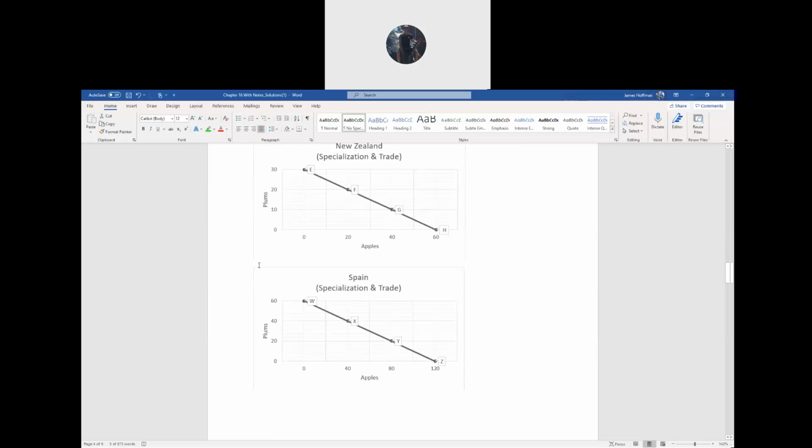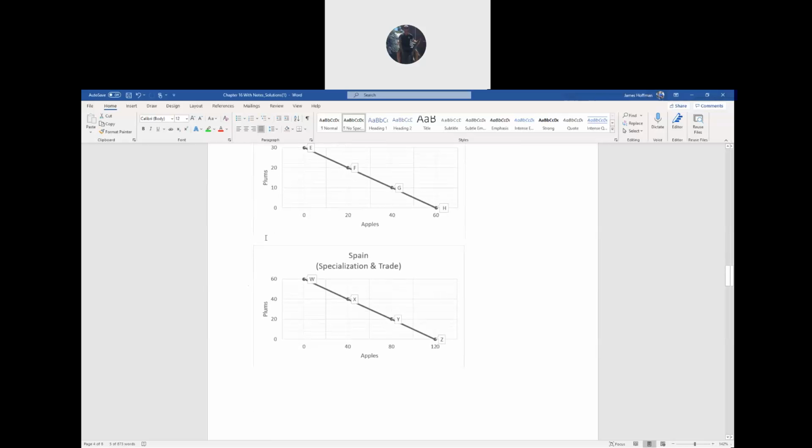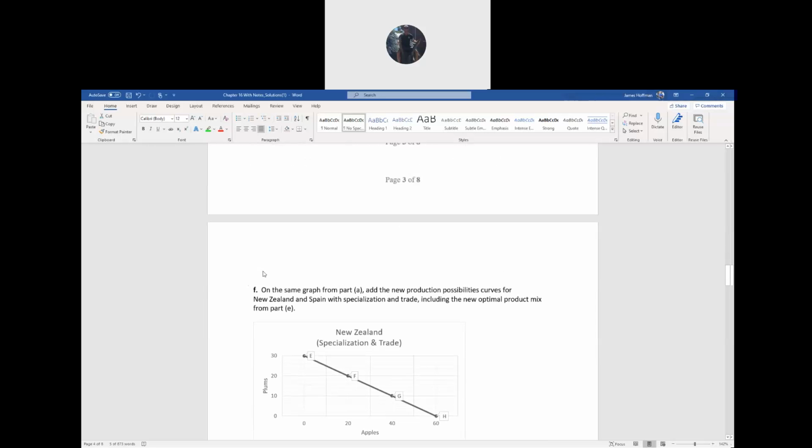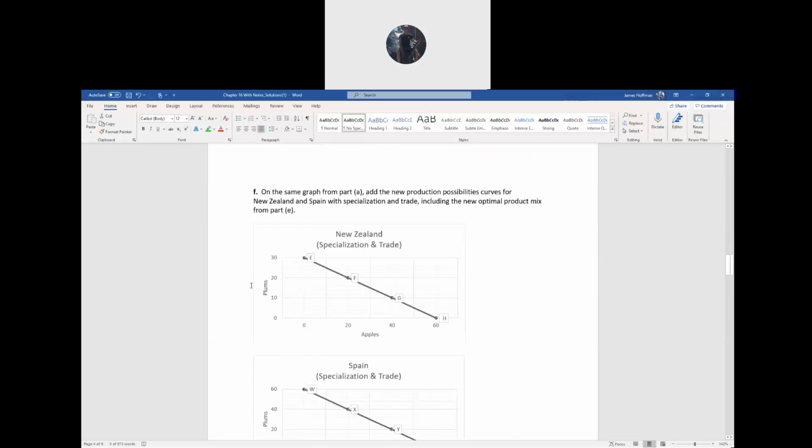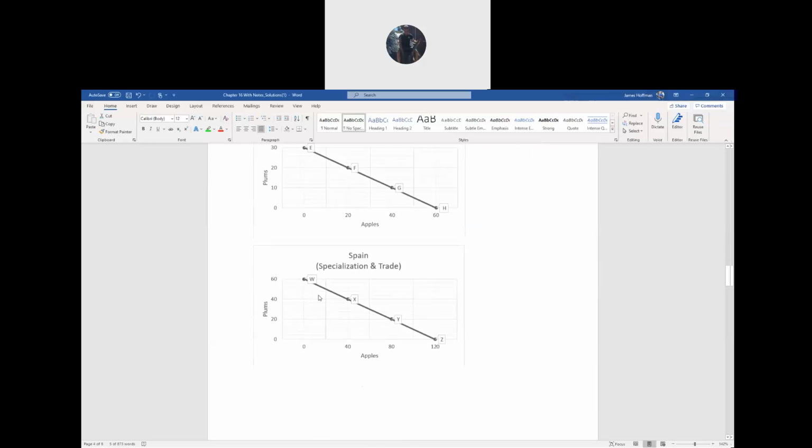And do the same thing for Spain. They're going to specialize in plums, right? Which means the most plums they can produce is 60, which means they produce 0 apples, but they can trade any plum, okay, at the rate of 1 plum for 2 apples, right? So they can trade 1 plum for 2 apples, they could trade 2 plums for 4 apples, or they could trade all the plums and get up to 120, and that's why you put the point here. So anything along this new curve is a possibility they can get with trade.